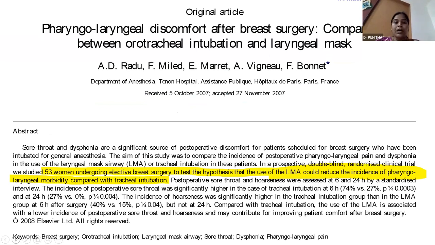Similarly, the other study, which also looked into the pharyngeal-laryngeal discomfort after breast surgery, has said that LMA causes lower incidence of postoperative sore throat and hoarseness and improves the patient comfort after breast surgery. Next slide.